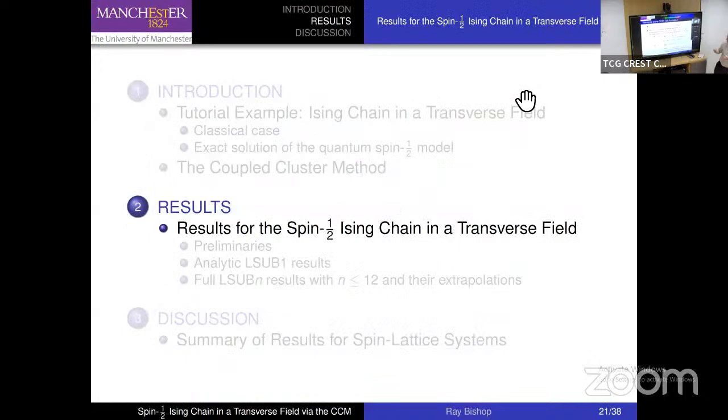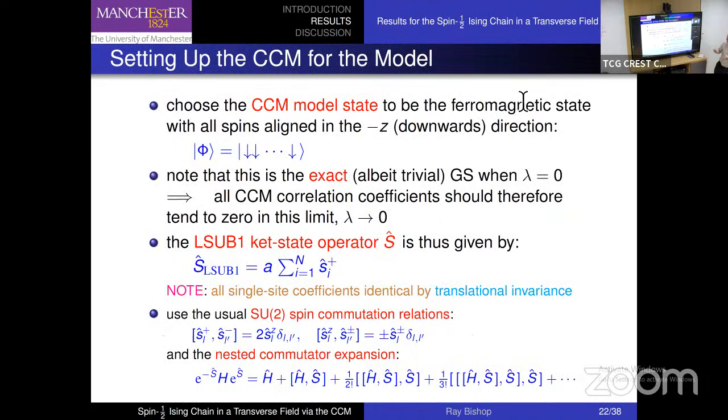Okay, so let's have a look at the results. I'm choosing the model state to be this ferromagnetic state, which is exact when lambda is zero. So that means the correlation coefficients have all got to go to zero in this limit. Now let's do L sub one. L sub one says, I'm just going to take this state and flip one spin anywhere along the chain. Well, here it is, an S plus operator. There are N sites, but every one of those has got the same coefficient, so I'm using the lattice symmetries. The only symmetry in one dimension is translational invariance. So in the one-body L sub one limit, there's only one coefficient I have to solve for.